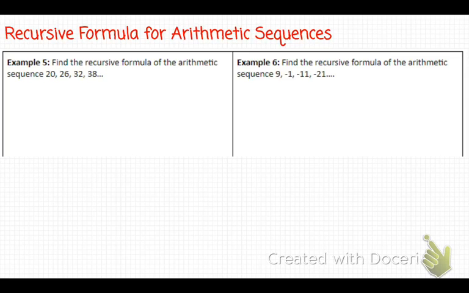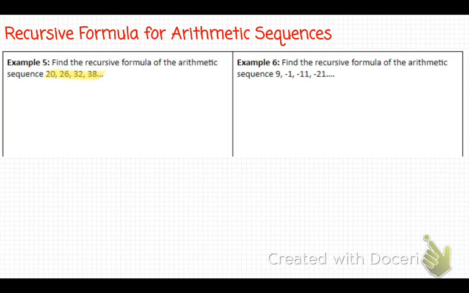So I have an example for you now. We're starting with example 5. I don't know what happened to the first 4, so just go with it. We're going to start with example 5. I want to find the recursive formula of the arithmetic sequence, and my sequence is 20, 26, 32, and 38. Okay, so those are the first 4 terms of a sequence.